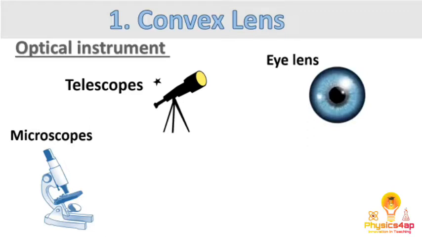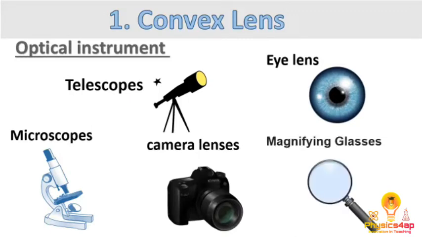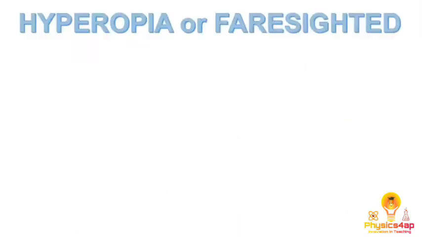The lens present in our eye is also a convex lens, a natural convex lens. It is also used in camera lenses, where we can focus on an object, and in the magnifying lens. A magnifying lens kept near an object magnifies it and makes it a little bigger. So these are the uses of the convex lens.